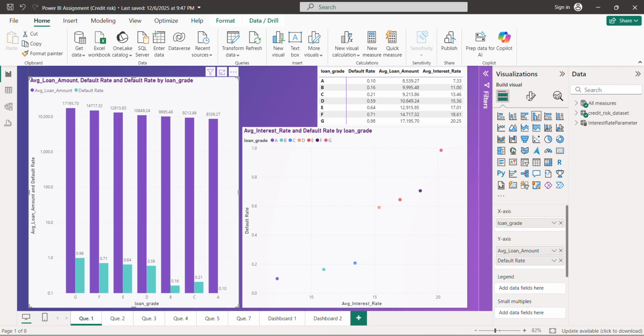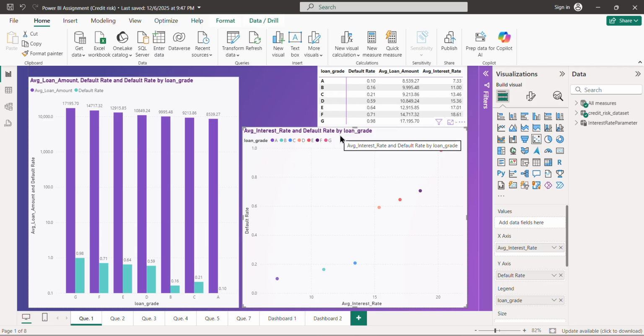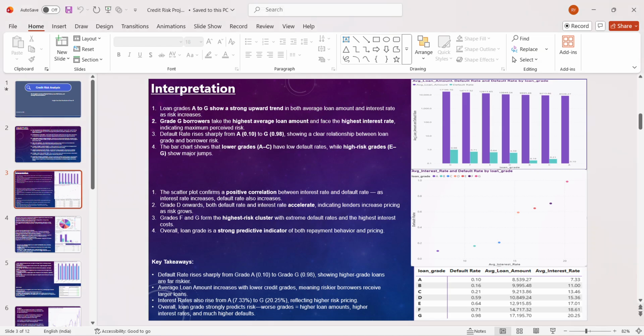Okay, moving forward with another chart, the scatter plot. It depicts the average interest rate and default rate by loan grade. So this scatter plot confirms a positive correlation between interest rate and default rate. As interest rate increases, the default rate also increases.